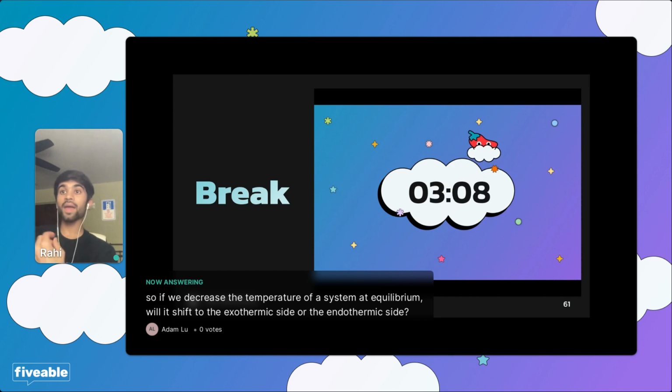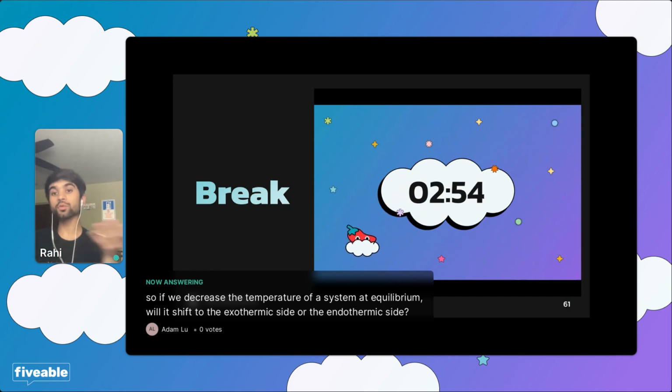So in that case, it depends on what you're doing, right? If you're injecting heat into a system, if you're injecting energy effectively into a system, and it's a product, what's going to be favored? Well, you're injecting more product, which means the reactants are going to be favored in a system at equilibrium.